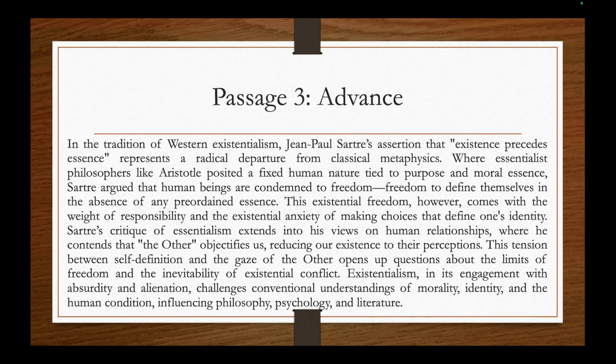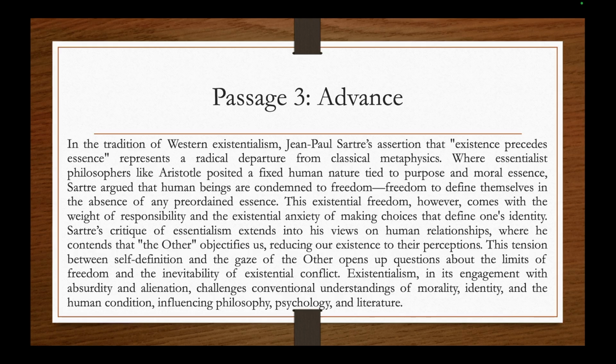In the tradition of Western existentialism, Jean-Paul Sartre's assertion that existence precedes essence represents a radical departure from classical metaphysics, where essentialist philosophers like Aristotle posited a fixed human nature tied to purpose and moral essence. Sartre argued that human beings are condemned to freedom to define themselves in the absence of any preordained essence.